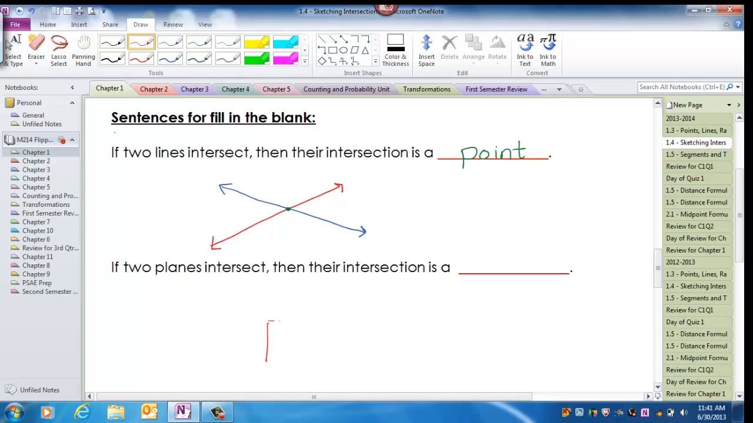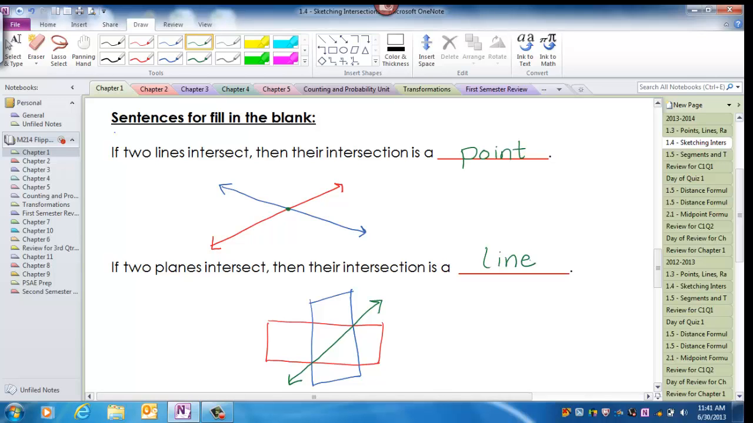Okay, so let's draw two planes on our paper. There's one surface, one plane. Here's another one. The place where these two planes come together, where they meet or where they intersect, right here, this green line.